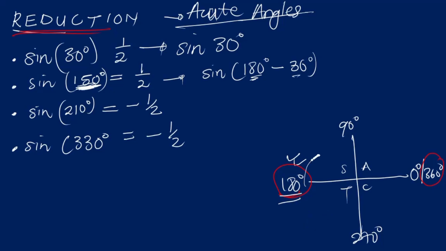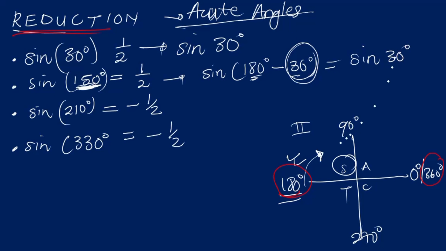If I remove 30, I'll land definitely in this quadrant, quadrant number 2. In quadrant number 2, how is the sign? My sign is positive. So I write a positive sign and then I choose the angle that I just subtracted, 30 degrees. I'm saying now the sine of 150 degrees is the same thing as the sine of 30 degrees. So I don't need to work with a big number like this. I can just reduce it to a small number like this.